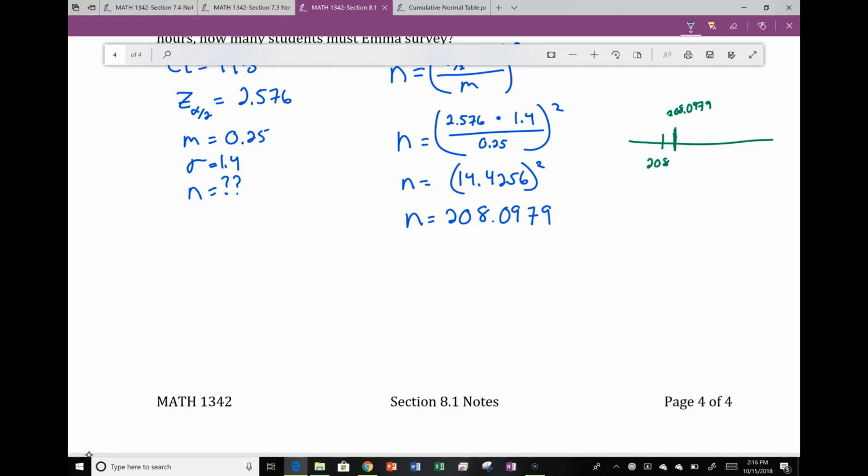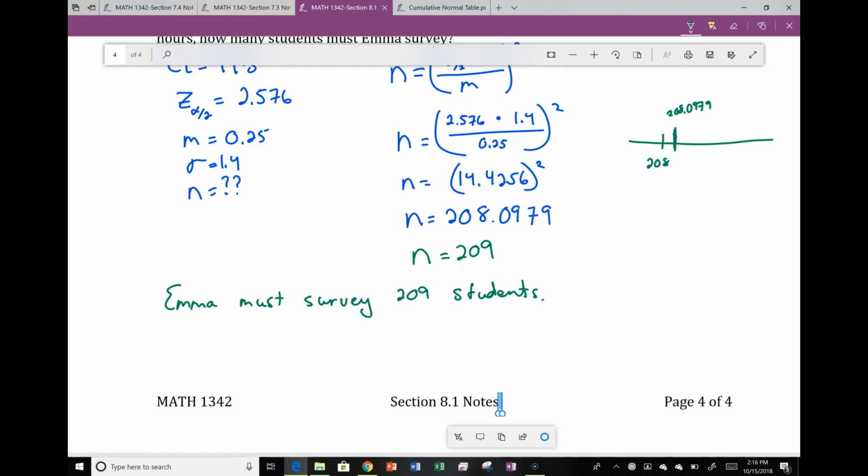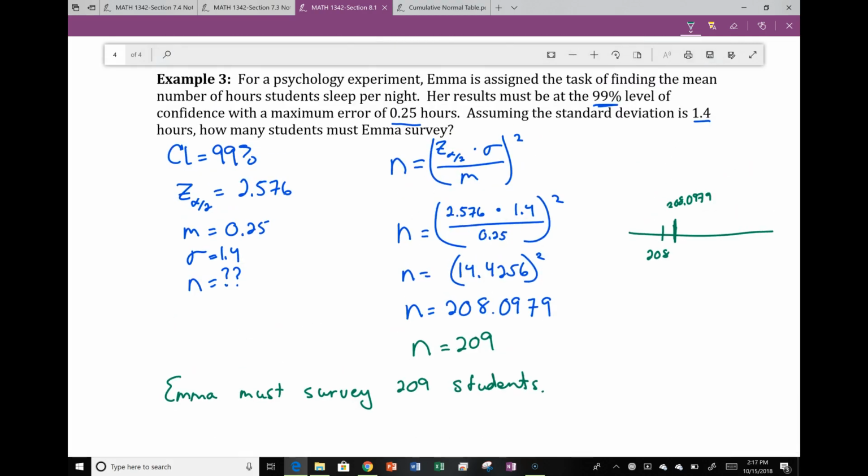Can I round it down to 208? No. If I round it down to 208, I'm not going to have the same margin of error. It's actually going to go down. So on sample size, we always want to round up to the next whole number, because I've got to be this far at least, and so I've got to go on to the next value. So Emma must survey 209 students in order for her margin of error to be as small as she wants it with this large of a confidence interval.